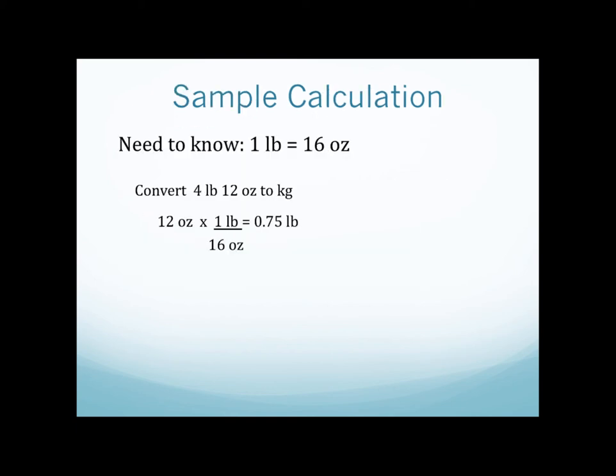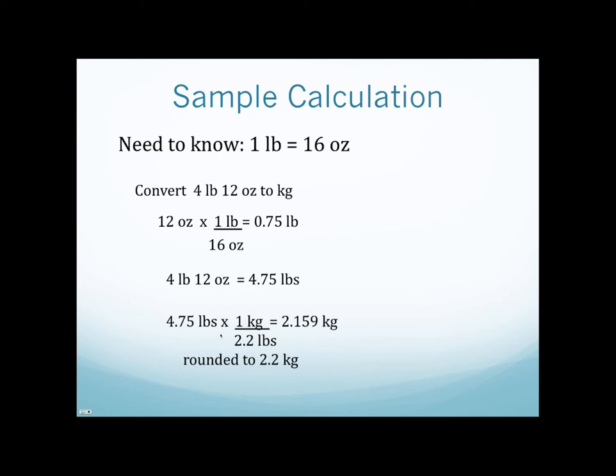So here's a sample calculation. This question asks you to convert 4 pounds 12 ounces to kilograms. The conversion that you need to know to do this is 1 pound is 16 ounces. So I'm going to set up the 12 ounces, because that's the part that's giving me trouble right now. 12 ounces times 1 pound over 16 ounces is 0.75 pounds. So 4 pounds 12 ounces is the same as 4.75 pounds.